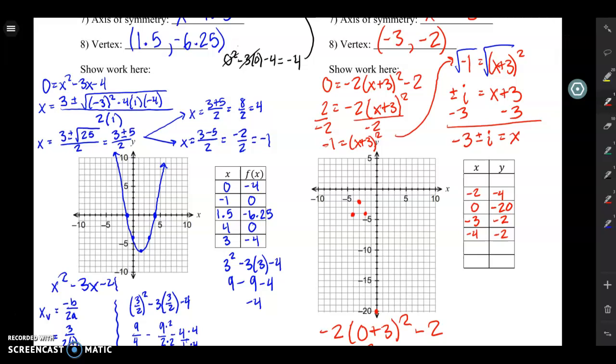And then I just need one more point on the left side of my equation. So I'm going to start back at the vertex and go over 2 and go down 8. Normally I would go down 4, but since the a is -2, I'm going to double that distance.